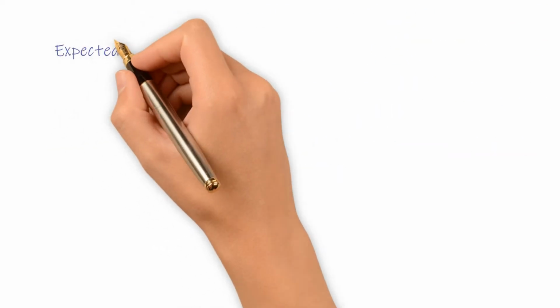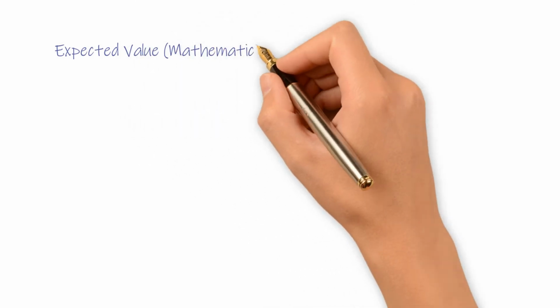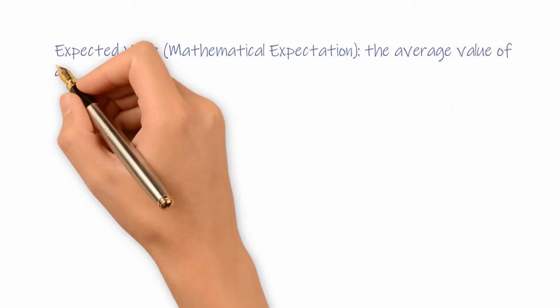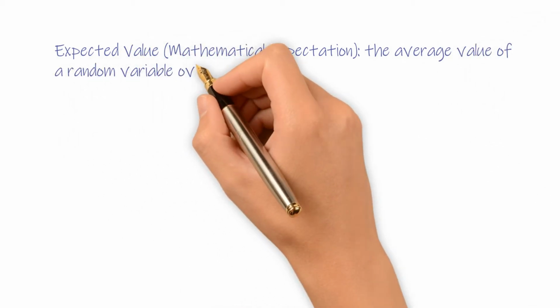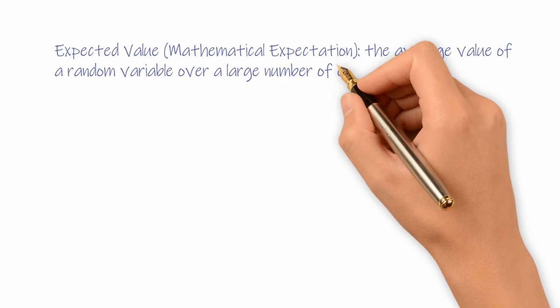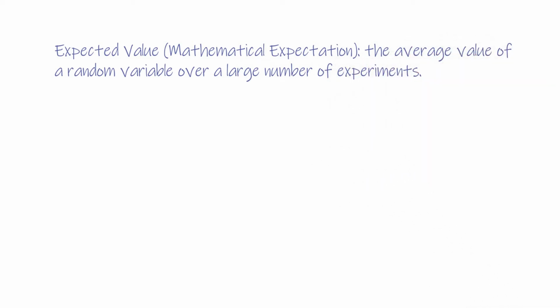The expected value, or mathematical expectation, is the average value of a random variable over a large number of experiments. I will explain all you need to know about it in the next 5 minutes.